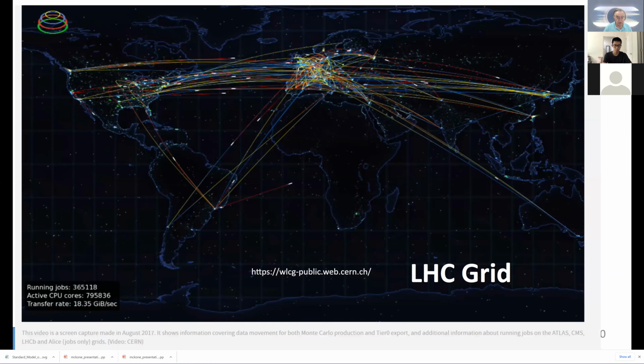So this is a picture from 2016, and here is the website I took it from. It shows the data running around the world, starting somewhere in the middle here at CERN, and then it's sent around the world to do its processing. And here we have, at this time, 365,000 jobs actually running. They have almost 800,000 cores running at this time, of which a quarter would be at CERN.